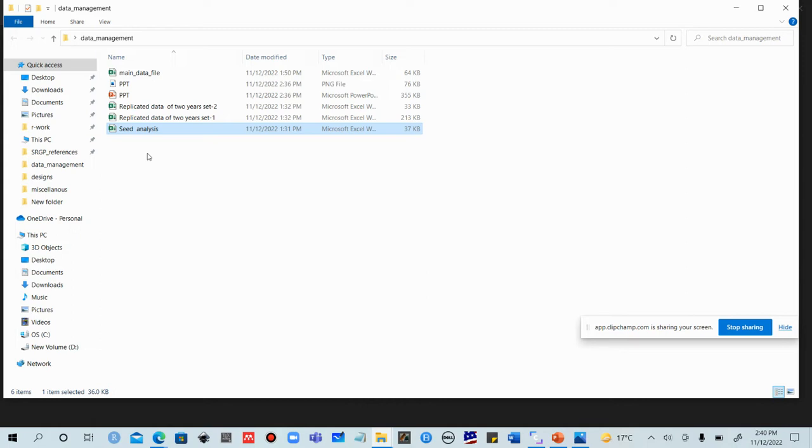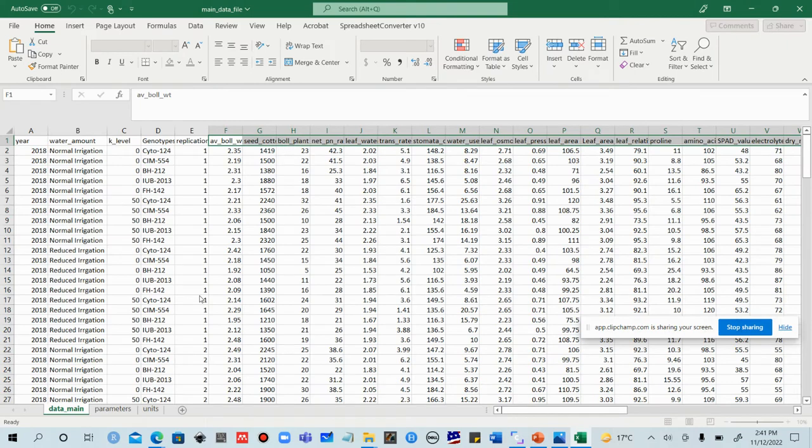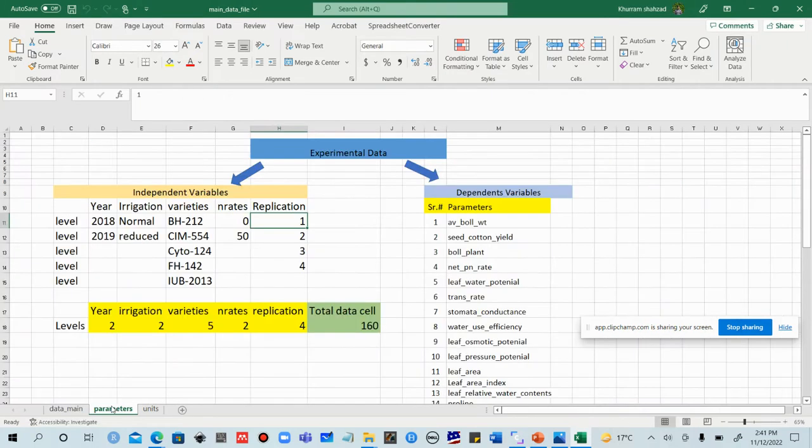So it is very difficult to understand this data, do a statistical analysis on it, and also make graphics for it. So how can we convert all these data files and sheets into one single sheet? Now I show you, I have converted all these sheets into one data sheet. So you can see that this is his whole experiment.